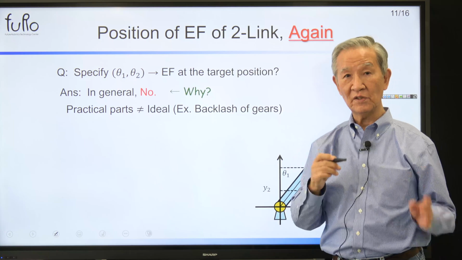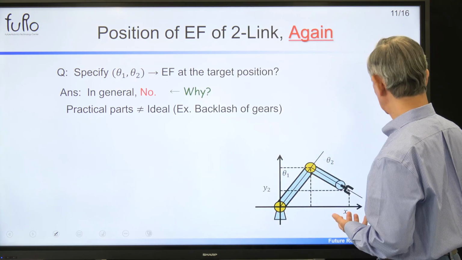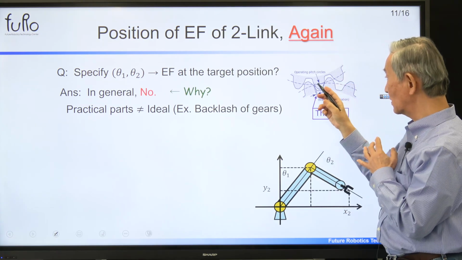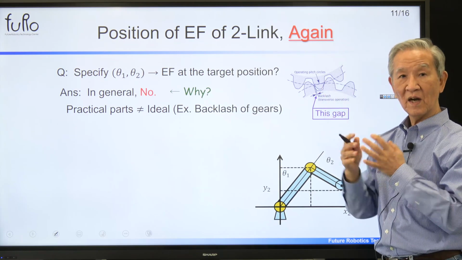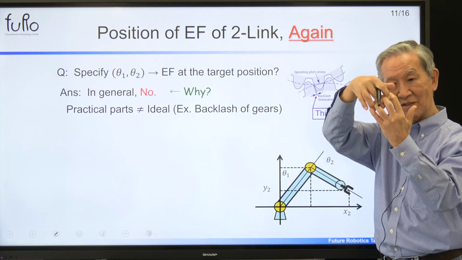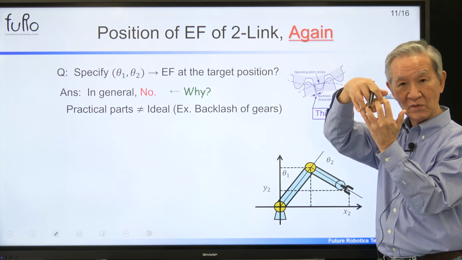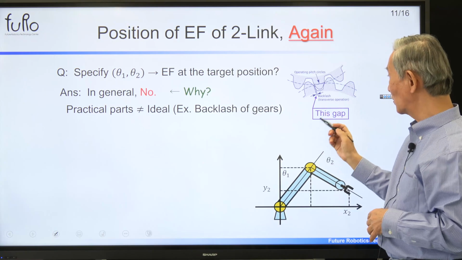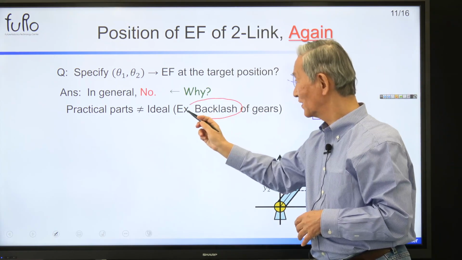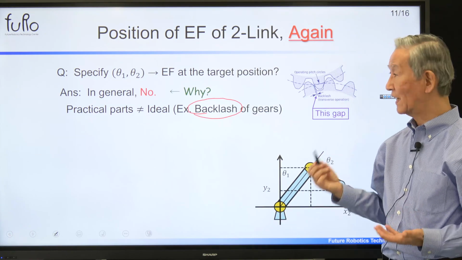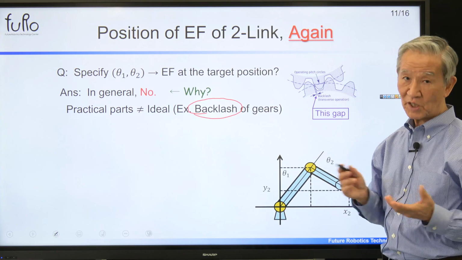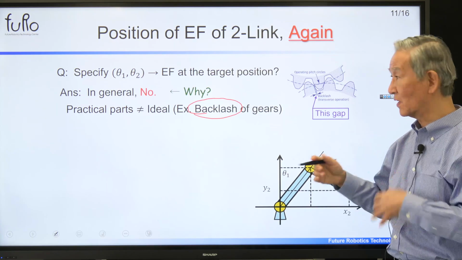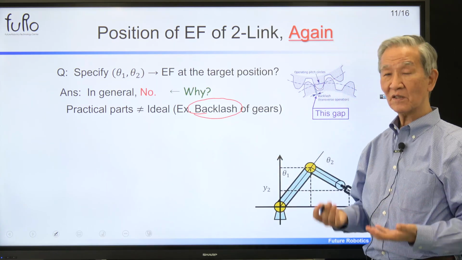For example, backlash. Are you familiar with the backlash of gears? Let me show you the diagram here. Two gears are moving like this. And there has to be a small gap between the two gears. Otherwise, they won't move. If there's no gap, the gears won't rotate, right? So there has to be a gap, and this gap is called the backlash. Each and every gear has to have backlash. Some cheap gears have a lot of backlash, and expensive, more sophisticated ones have small backlash. But backlash has to be there.